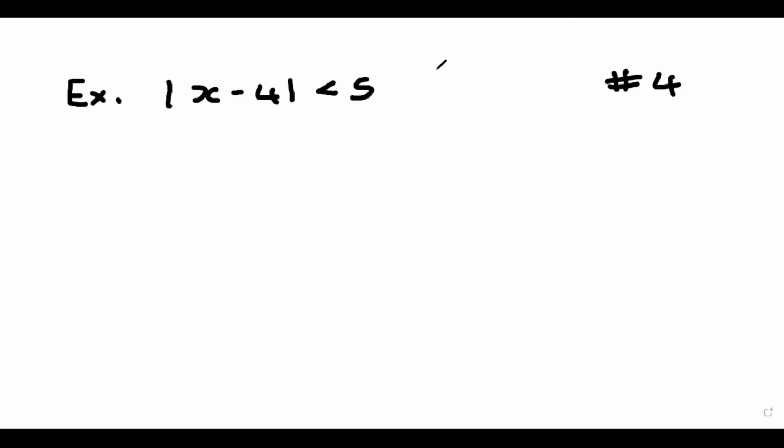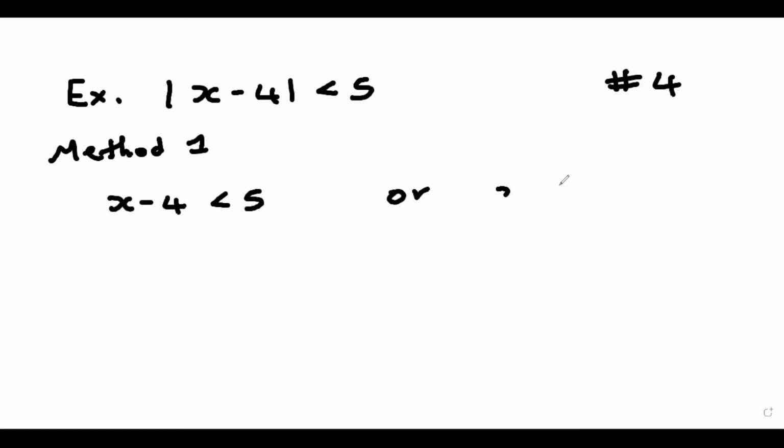x would be greater than y, implies x is less than -y, or x is greater than y. But because the symbol here is different, we would switch it around. So for this question here, method 1, we'd have x - 4 is less than 5, and we'd have x - 4 is greater than -5.